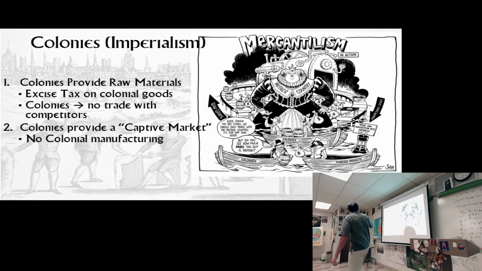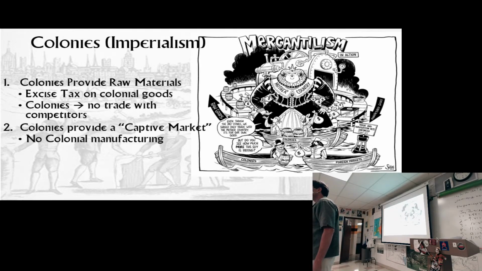What happens to the price of manufactured goods if they can only buy from Britain? It goes up. And so they don't get as much money for the raw materials and have to pay more for manufactured goods. So this hits the colonies coming and going. Imports coming in, exports coming out. They pay more, don't make as much money. All this is to suck every penny out of the colonies.